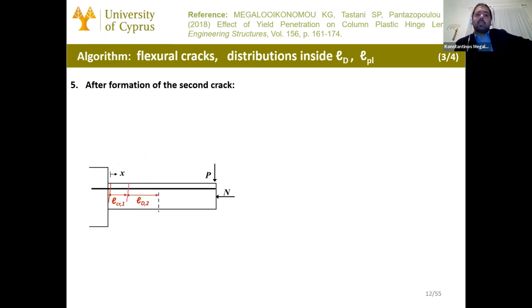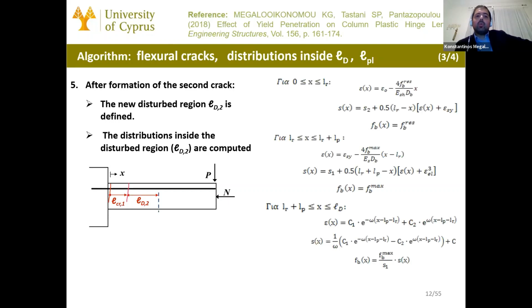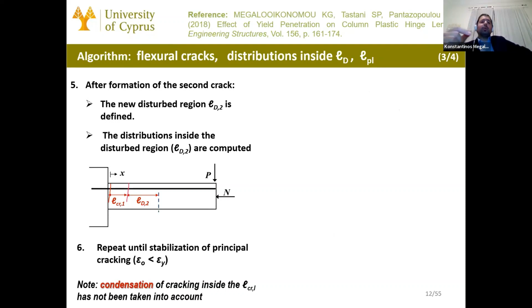After the formation of the second crack, we continue applying this procedure, defining a new disturbed region, and we calculate also distributions inside this region, and we repeat that until stabilization of cracking. That usually happens when the strain of the bar is close or less or equal to the yielding strain. In this procedure, we don't consider condensation of cracking. That means we don't consider secondary cracks after the formation of main cracks.